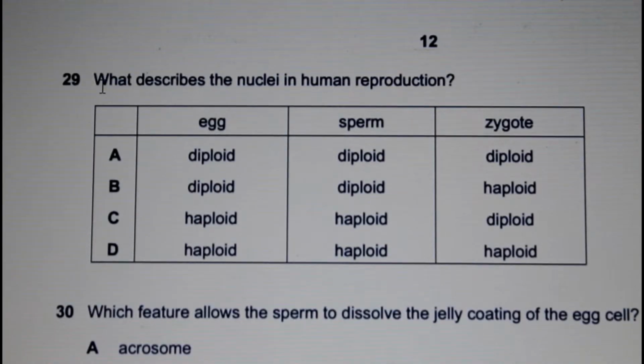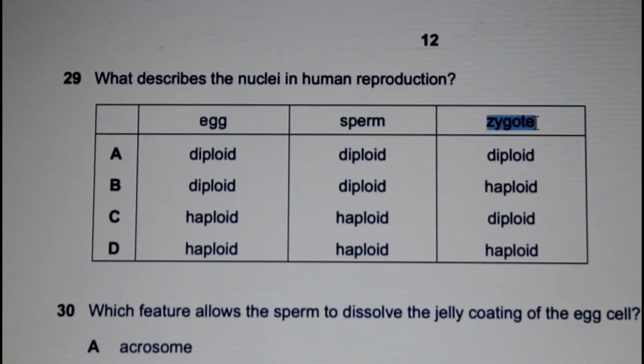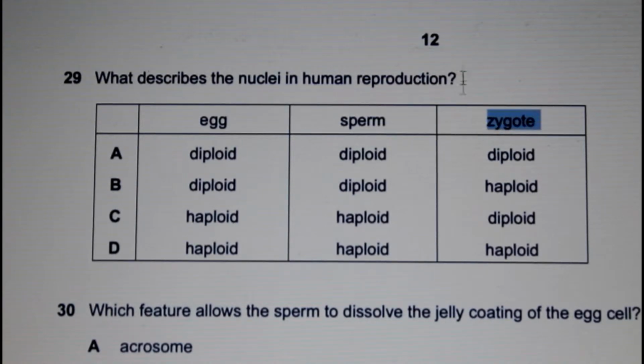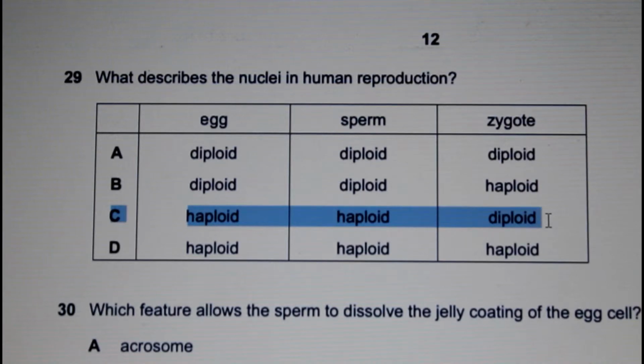Question 29 asks, what describes the nuclei in human reproduction? Well, here we've got the egg and the sperm and then the zygote. We know half the information comes from the egg, the other half of information comes from the sperm, and the zygote has a full set of information which has two sets of information. So diploid, di is two sets of information. So we'll take a look at these options. And so we know that the egg and the sperm are both haploid because they contain only one set of information. So C would be our answer.